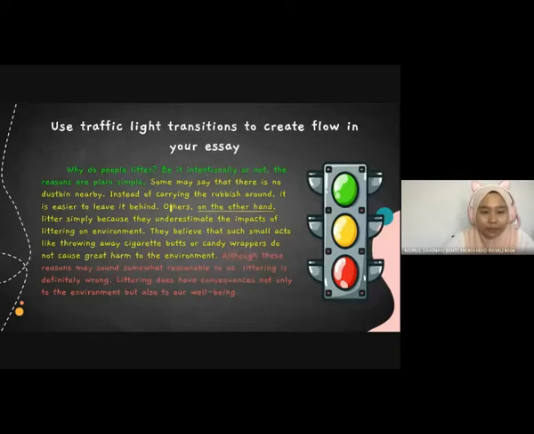So here, with others, on the other hand, you are telling your reader that, okay, wait, there is another reason, a different angle. Some people underestimate the impacts of littering, because they believe that such small acts like throwing away cigarette butts or candy wrappers do not cause great harm to the environment. So how many reasons are there? Two, right? So there are two reasons there. It's actually enough.